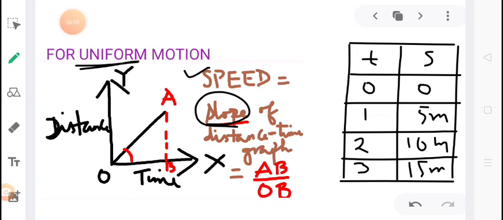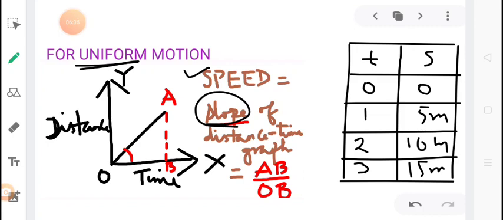Do you remember what the three sides of a right angle triangle are called? AB is called perpendicular, OB is called base, and OA is called hypotenuse. You might have come across these terms while studying triangles as well as in Pythagoras theorem, isn't it? So slope is calculated by finding out the ratio of two sides of a right angle triangle.